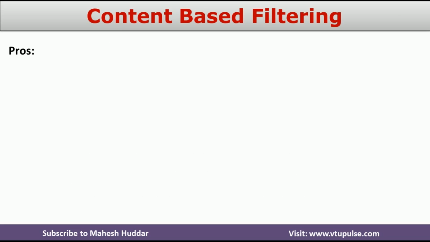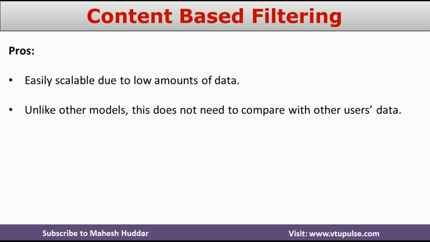Now coming back to the next concept, that is what are the pros and cons of content based filtering. First we will see the pros. This model is easily scalable due to the low amount of data, because we are going to use a very low amount of data at the time of training. At a later stage we can go on adding the data and then you can scale it to any level. Unlike other models, this model doesn't compare with other users' data. It can offer niche results specific to the current user. So that is one more pro in this case.